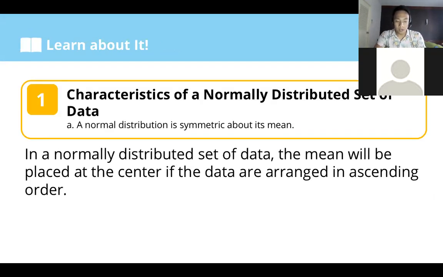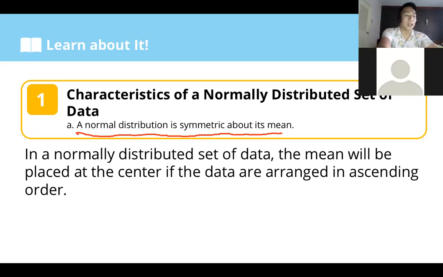So we have the first characteristic of a normally distributed data. It says here, a normal distribution is symmetric about its mean. What is symmetric? It's like if you're facing a mirror, your original face is reflected, and you can see the reflection on the mirror. That is what we call symmetry.